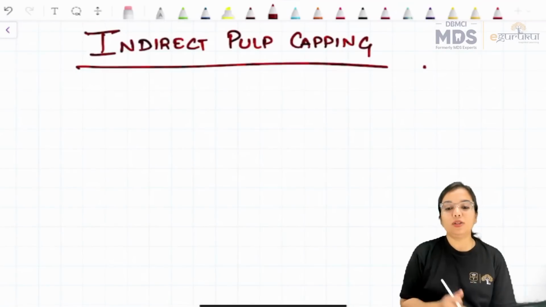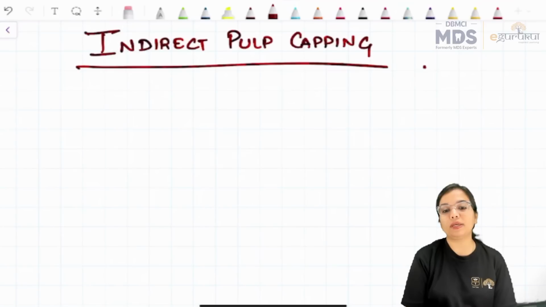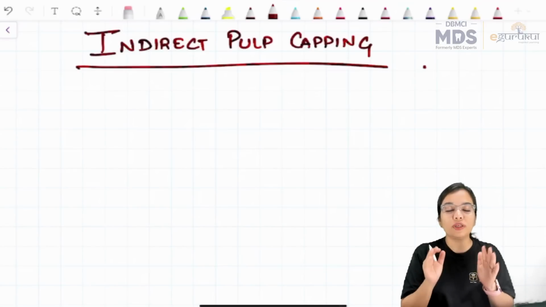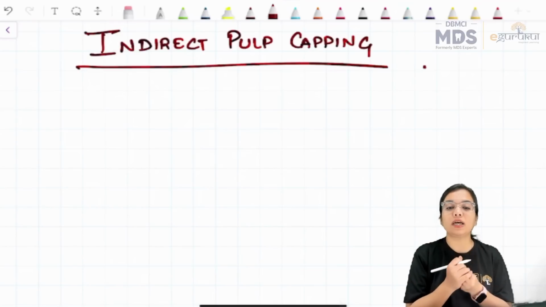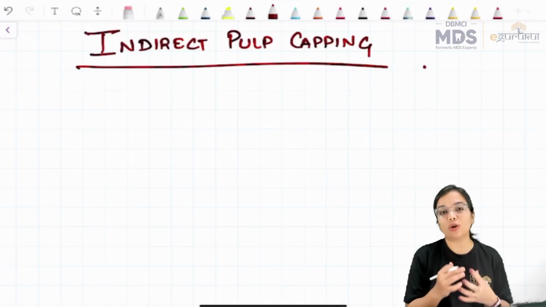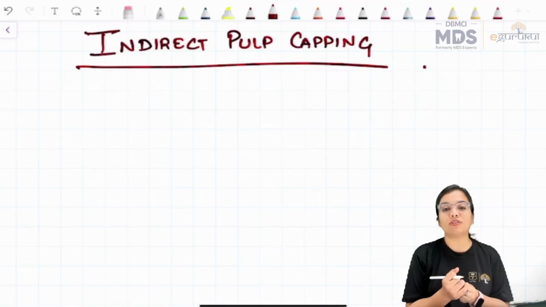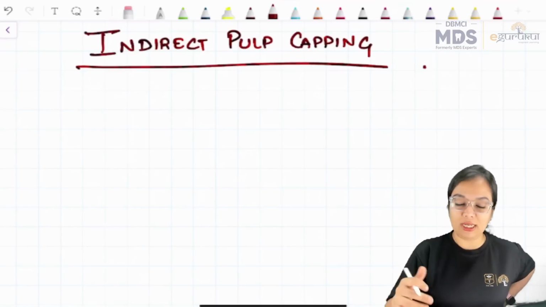So, indirect pulp capping. By definition, as given in Ingle's 5th edition, indirect pulp capping is defined as a procedure wherein a small amount of carious dentine is retained in deep areas of the cavity to avoid exposure of the pulp, followed by placement of a suitable medicament and restorative material that seals off the carious dentine and encourages pulpal recovery. So that basically is indirect pulp capping.